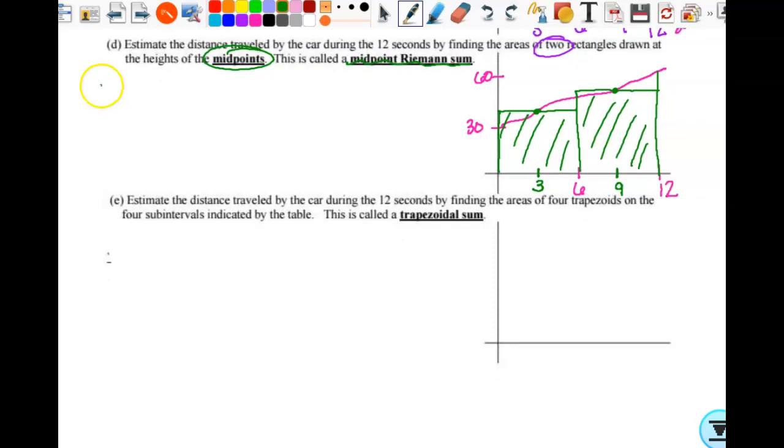So then the distance is approximately, and again we have seconds and feet per second. So feet per second times seconds is going to give you what? Feet, not feet squared, which should make sense because it's distance, right?